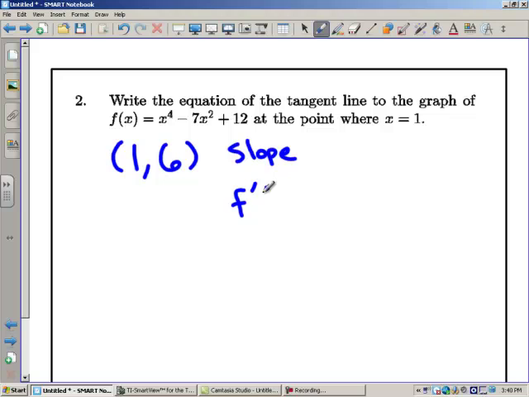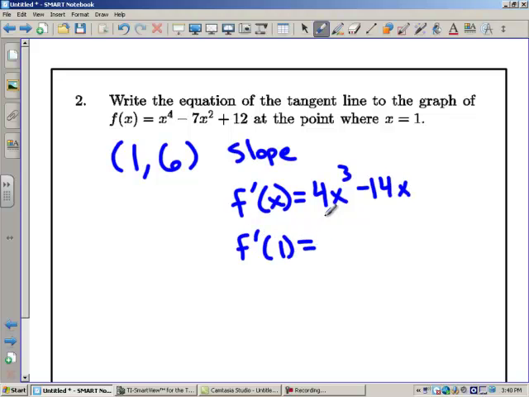Well, hopefully yesterday you learned the shortcut, because if not, you're in trouble. So we need to find f prime, and f prime would be 4x cubed minus 14x. And we want the slope at the point where x equals 1. So if you plug in 1, you're going to get 4 minus 14, which is negative 10. So I now have a slope and I have a point.